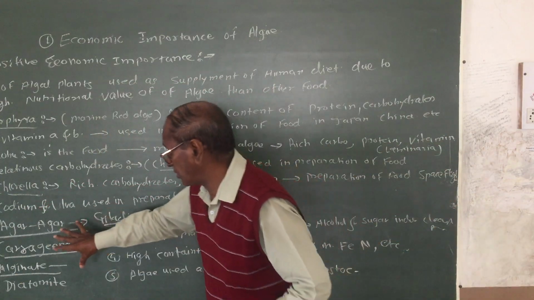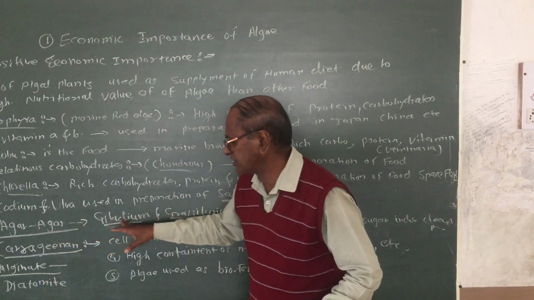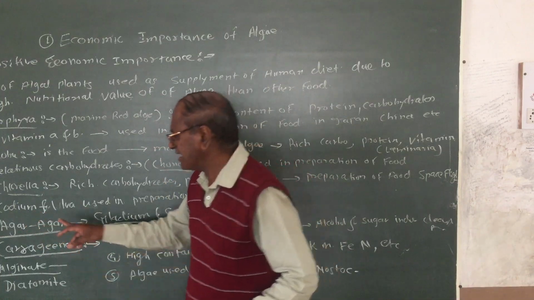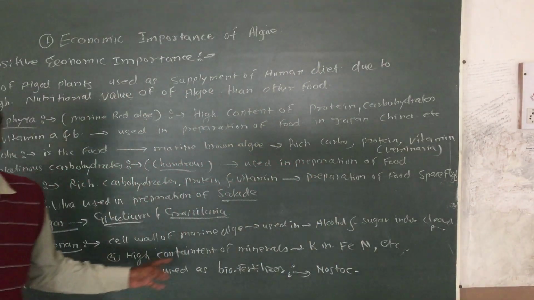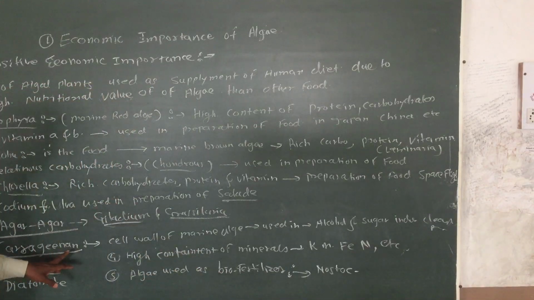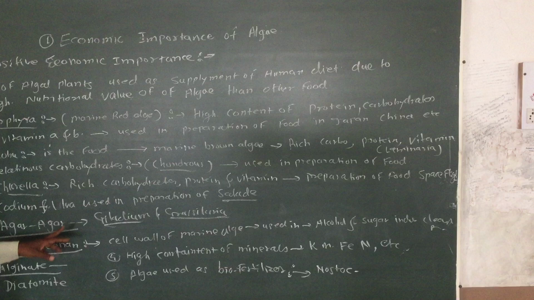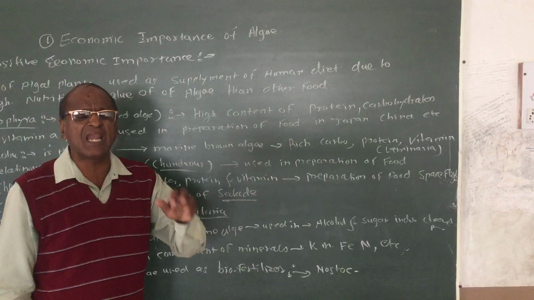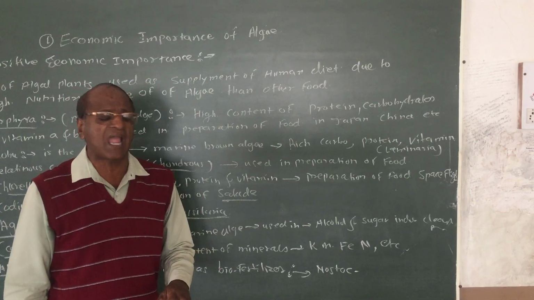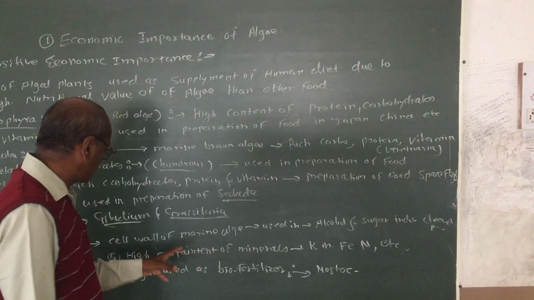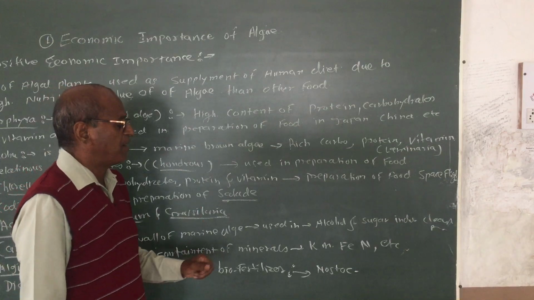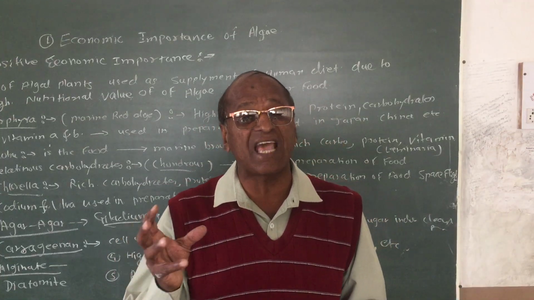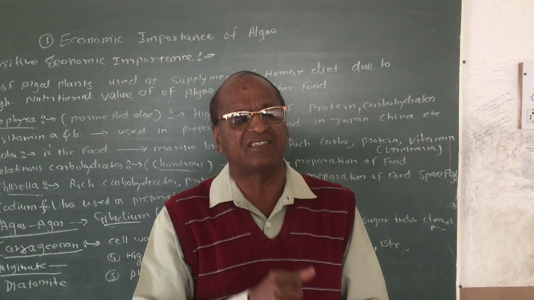Due to this, for the preparation of this culture media, agar-agar may be used. Rather than agar-agar, another industrial product is carrageenan. This carrageenan may be obtained from the cell wall of a number of algal plants, that is Laminaria and Fucus. And this carrageenan may be used in alcohol and sugar industries as a clearing reagent.